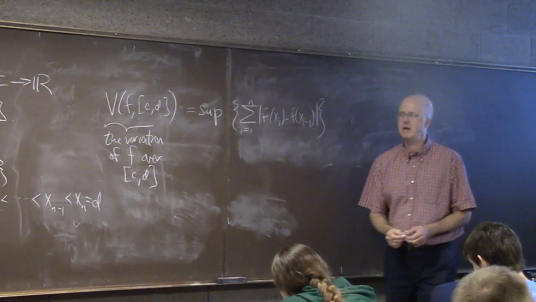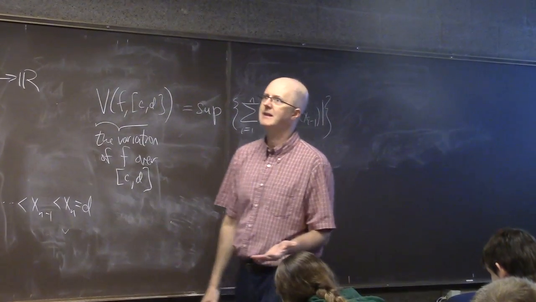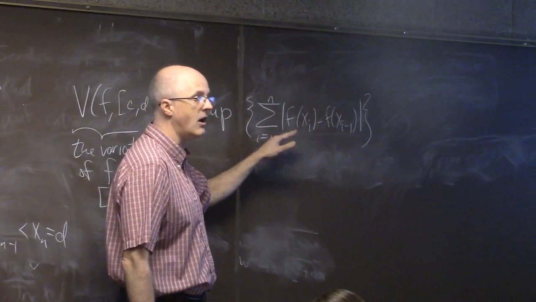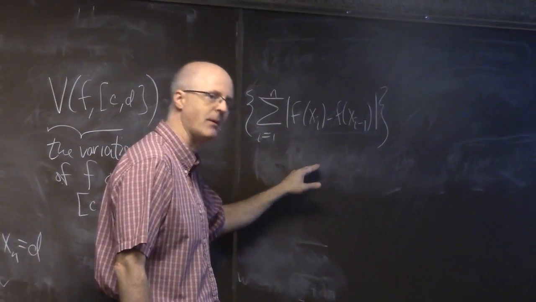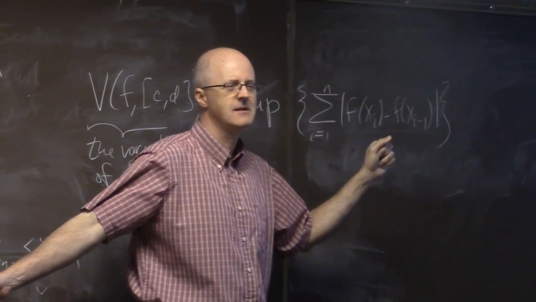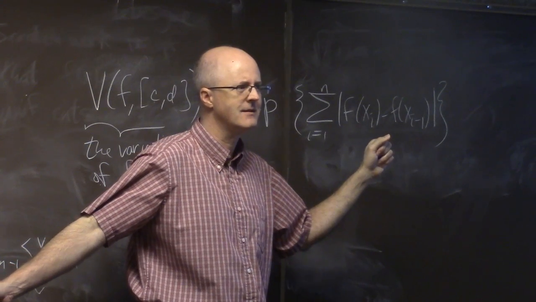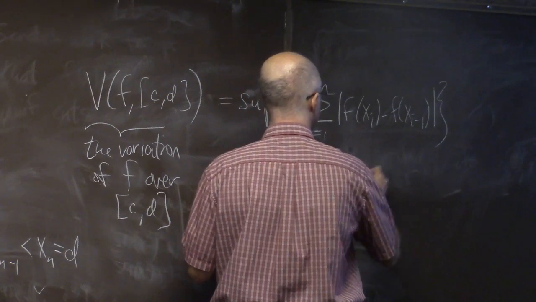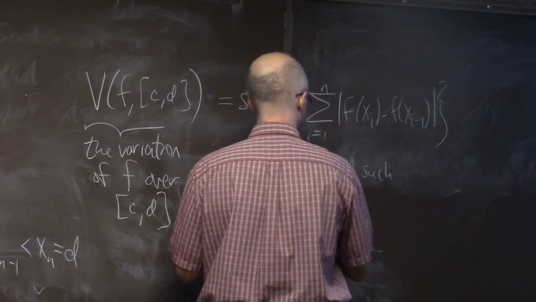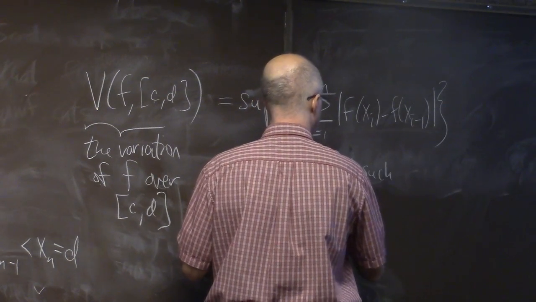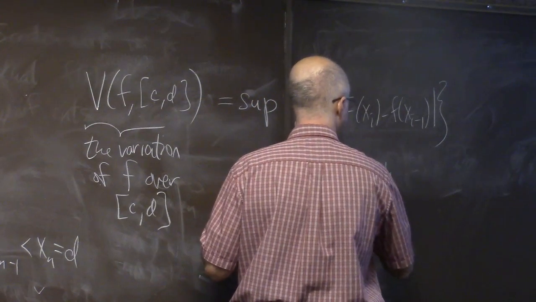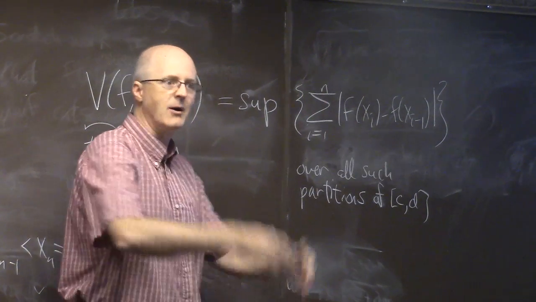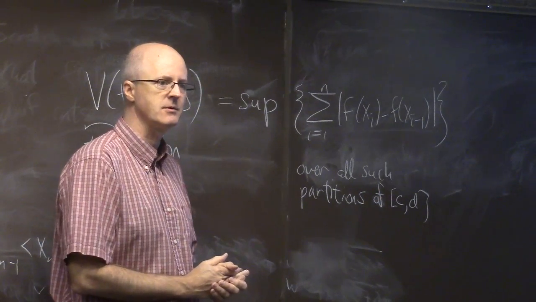Where this sup, the supremum, is kind of a complicated thing. It's the supremum over the set of all sums like this over all possible partitions of the interval. That's a lot to get your mind around. This is over all such partitions of the interval. For any given partition of the interval, you can compute the sum. Now do it for all possible partitions of the interval.